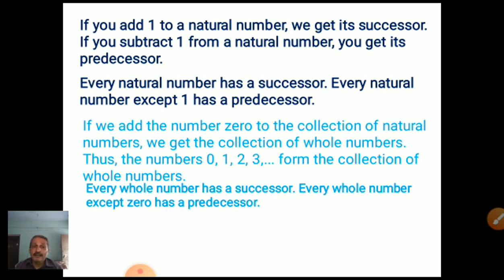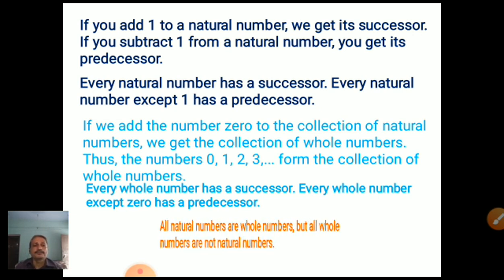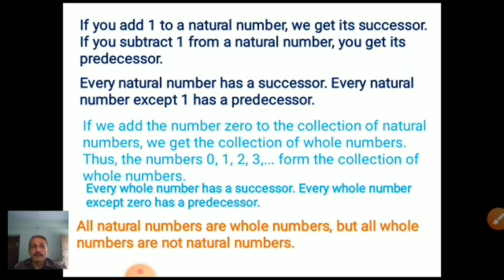Every whole number has a successor. Every whole number except 0 has a predecessor, the same way as natural numbers. 0 minus 1, the answer is minus 1. Minus 1 is not a whole number. That's an integer. We will study it in the next session. Okay, good. All natural numbers are whole numbers, but all whole numbers are not natural numbers. You clarify these things.